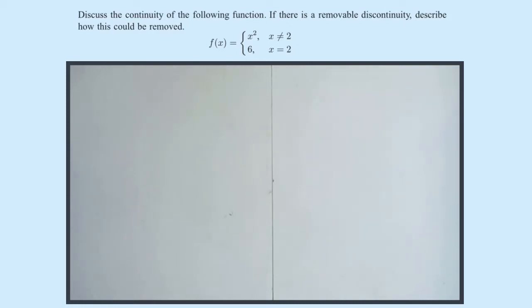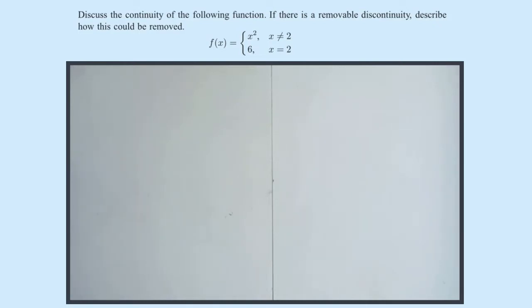Discuss the continuity of the following function. If there is a removable discontinuity, describe how this could be removed. So we have f of x equals x squared when x doesn't equal 2, so everywhere but 2, but f of x equals 6 when x does equal 2.